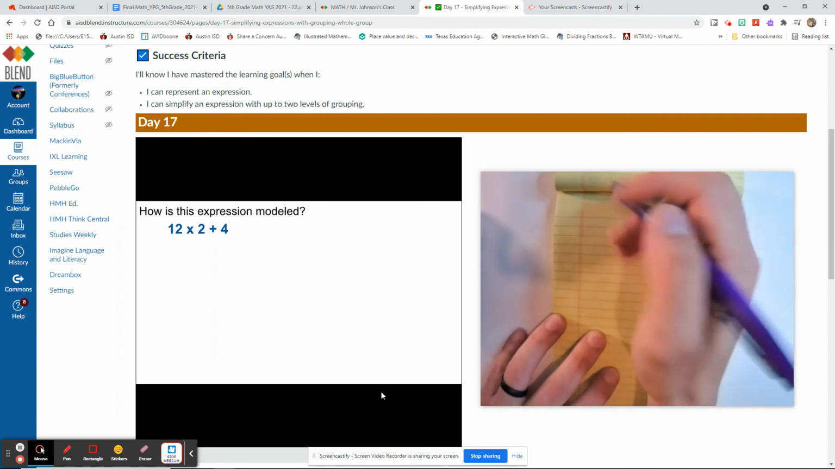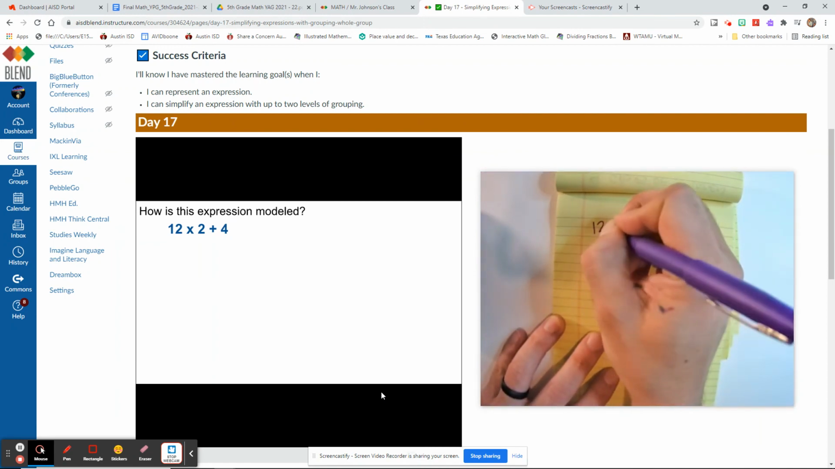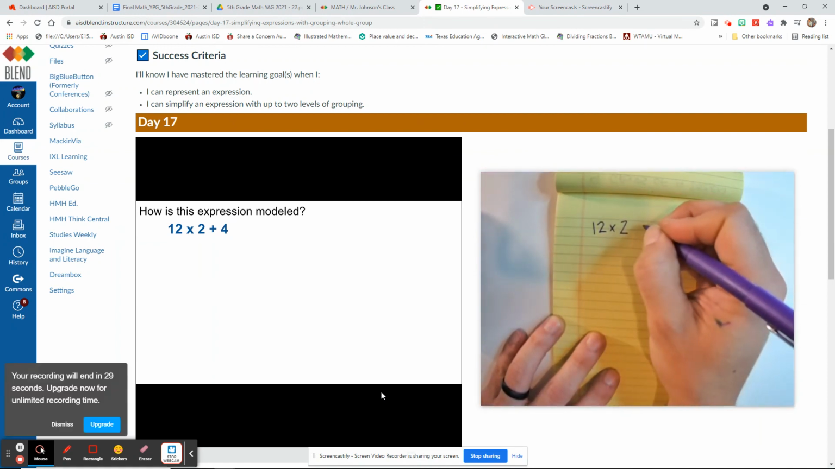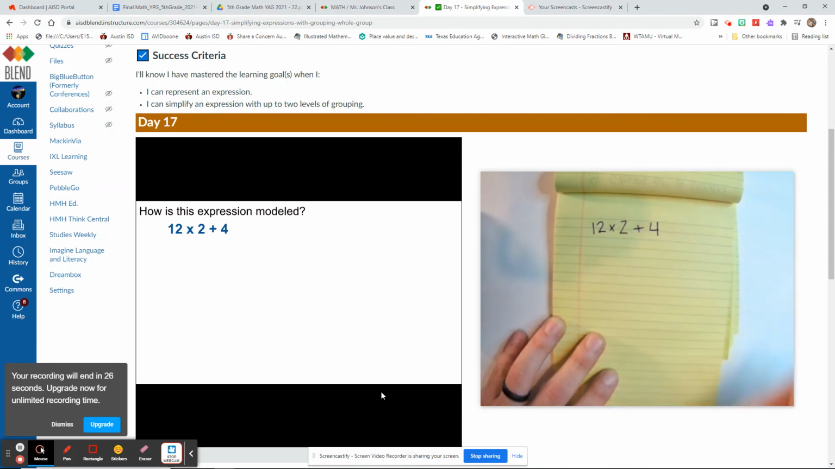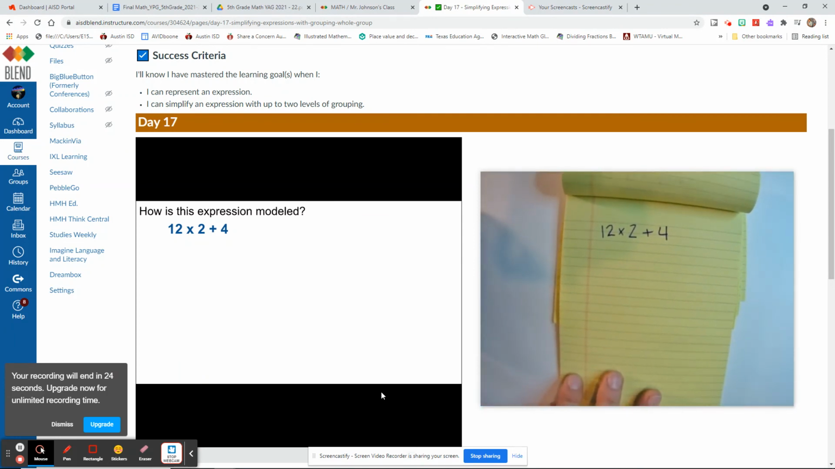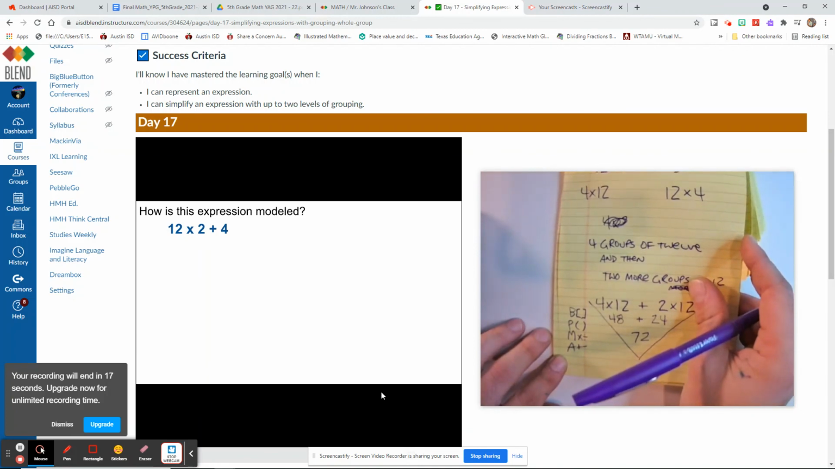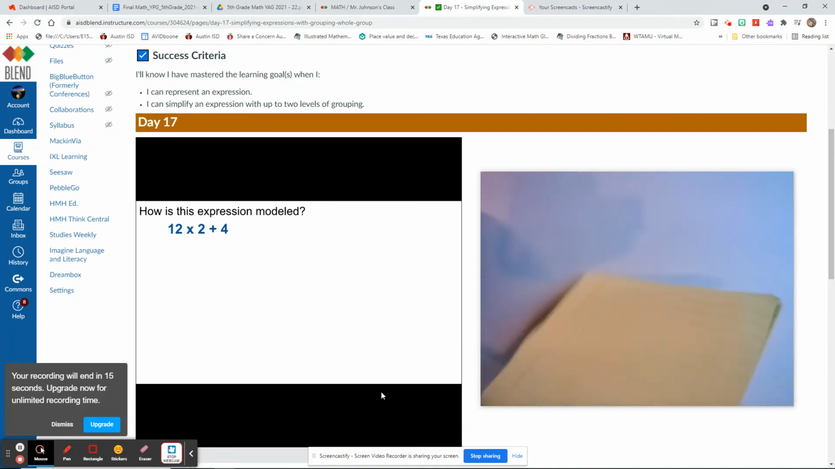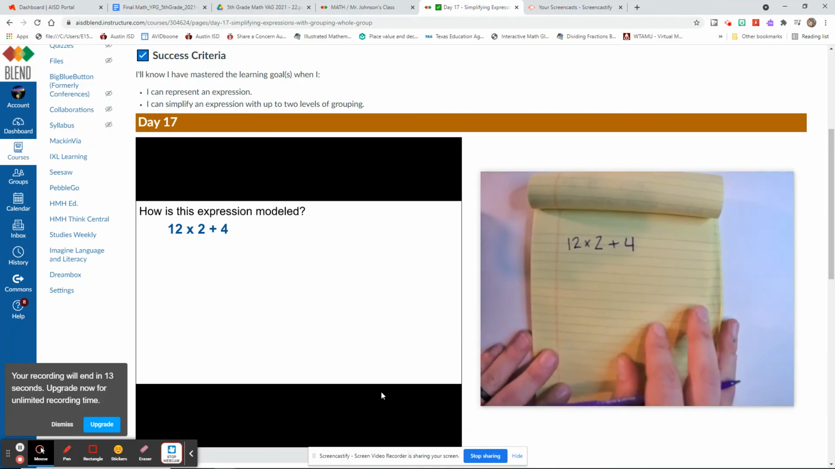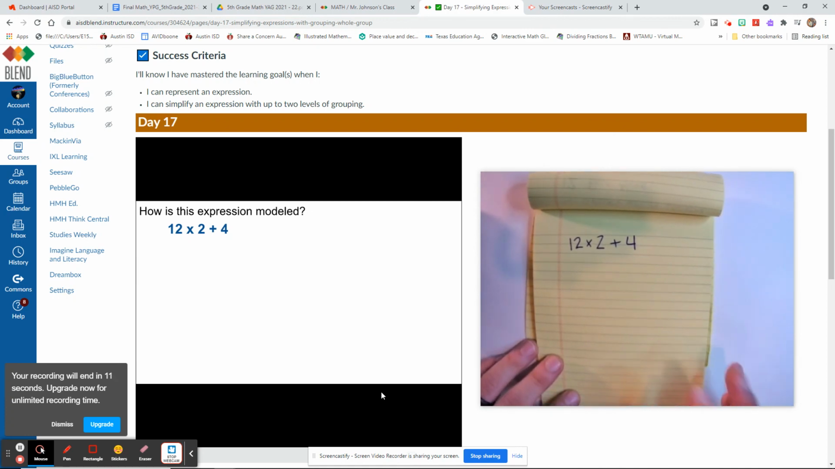Now, we can possibly get to the answer the same way with 12 times 2 plus 4. However, we're trying to get the same answer that we got on the previous page, which is 72. Is there anything that you can do to make sure that we get 6 groups of 12 using grouping symbols and make this expression equal 72? Try it really quick.